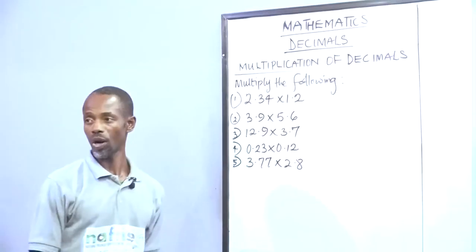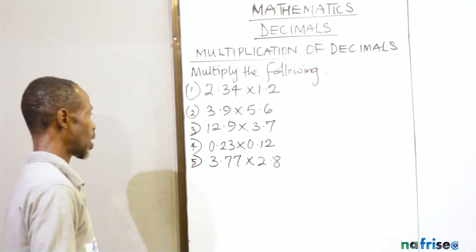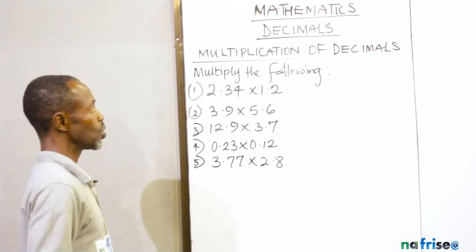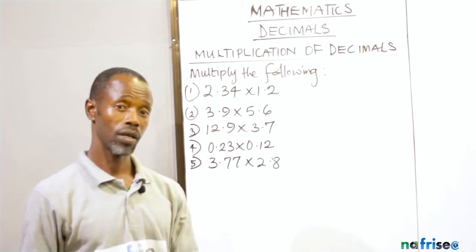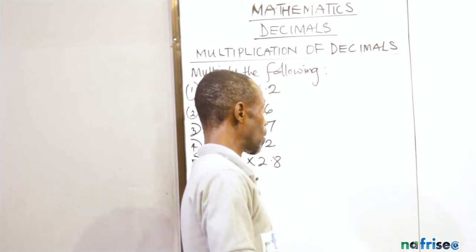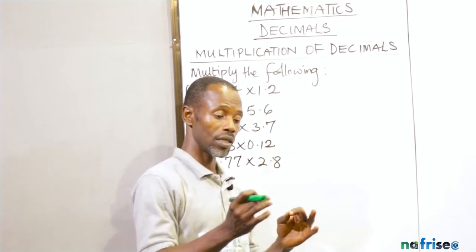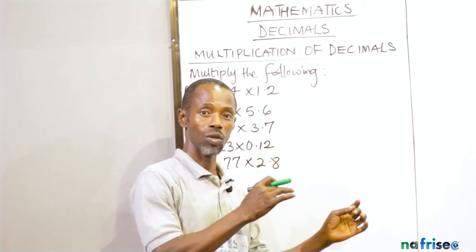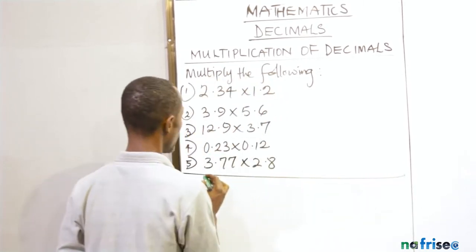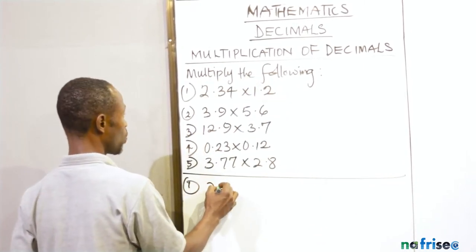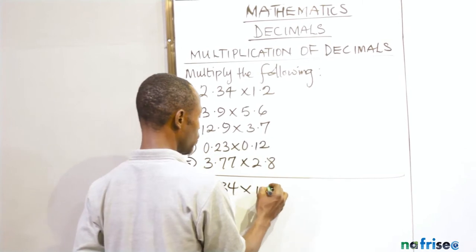All right, so welcome. Multiplication of decimals. I have some numbers here for you. If you're going to multiply decimals, you have to multiply them like normal, regular numbers. When you do that, you now count the decimal points according to each number. What I'm saying is this. For instance, number 1, you have 2.34 times 1.2.